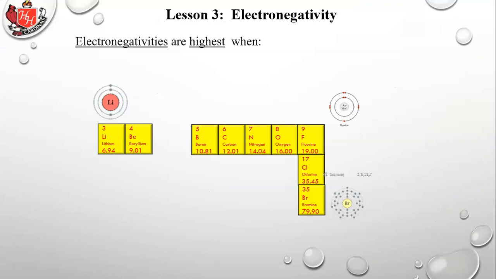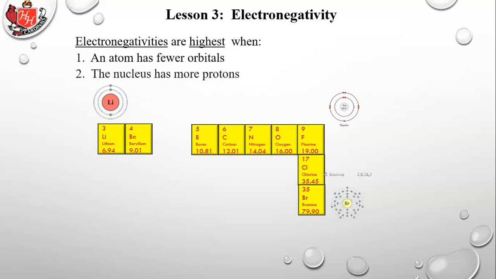So let's examine why that is. Electronegativities are highest when an atom has fewer orbitals, and electronegativities are highest when the nucleus has more protons. So the first one, fewer orbitals, deals with a column going from bottom up to top. And nucleus having more protons, number 2, has to do with going left to right on a row in the periodic table. So as you gain more protons going from left to right, the electronegativity is going to be higher. So it's pretty much exactly the same as ionization energy.